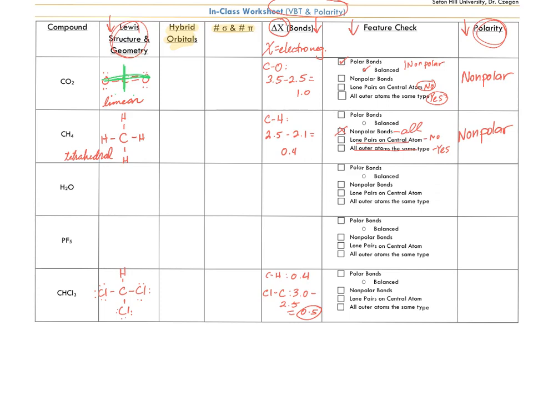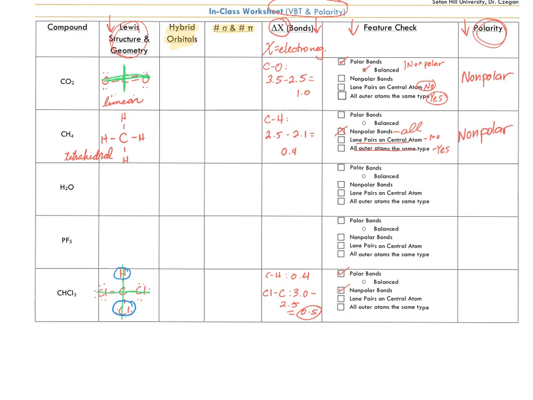So what would we kind of do here with our feature check? Our feature check isn't an answer, it's just a way of keeping track of what we have. So we have polar bonds, we have non-polar bonds, we have a mix of both. Are our polar bonds balanced? No. How would we know that? Okay, so again, if I cut the molecule in half this way, is it the same on both sides? Yes. If I cut the molecule in half this way, is it the same on both sides? No. Why not? This is a hydrogen and this is a chlorine.